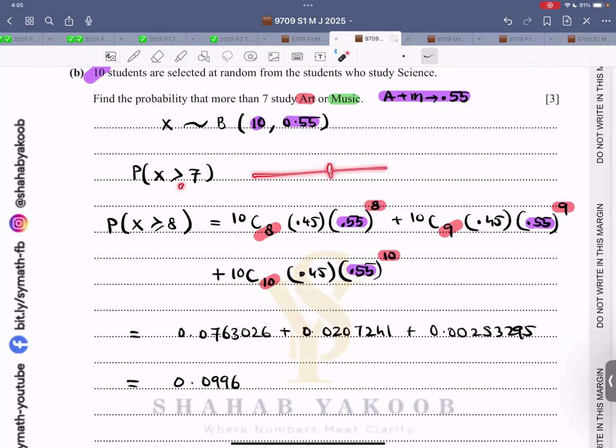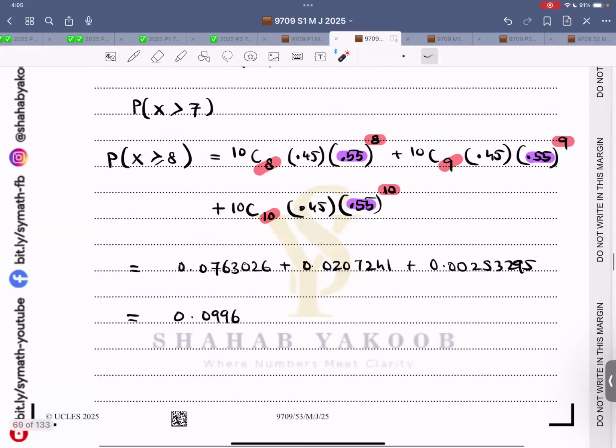So you need an inequality greater than 7. 7 is not included. So write over here 8. That is 8. That is 9. That is 10. So you have to add all these probabilities. Look at all my working. You have to show all the necessary steps.